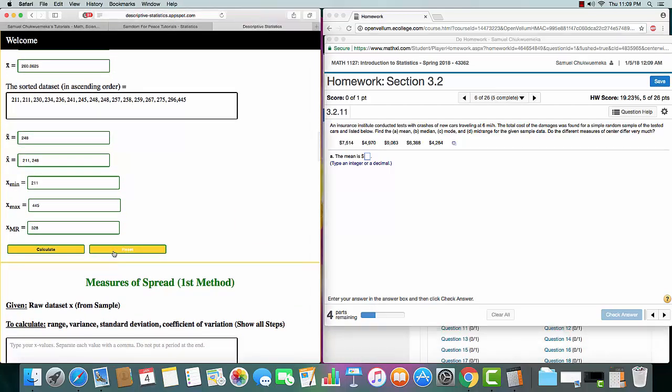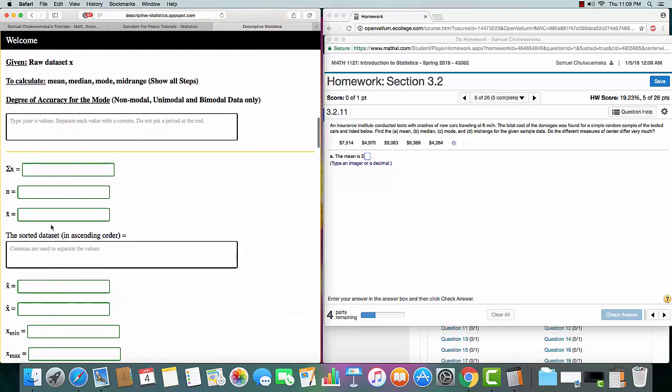I'm going to click reset. Even if you don't click reset, it will still work, but I click reset to give me a blank field. So let's type this: 7514. Please just type the numbers. Don't put 7,514. No. Okay.